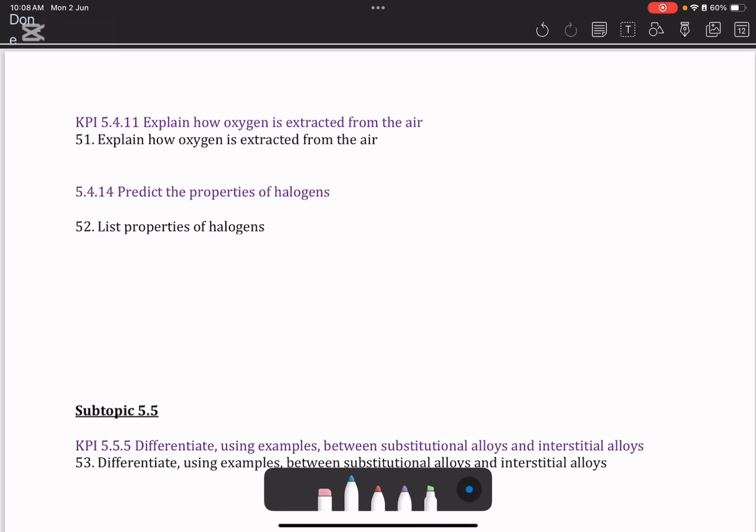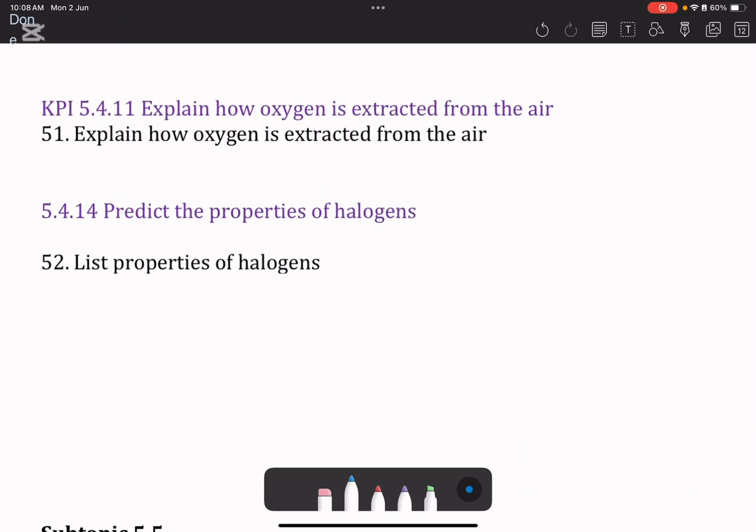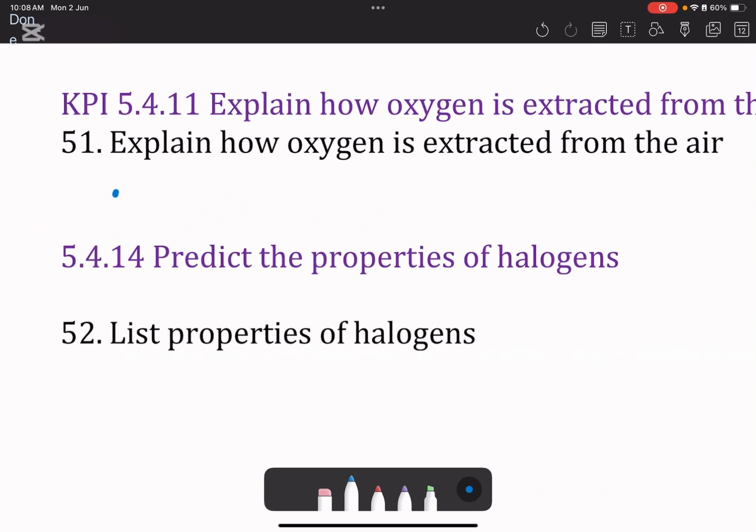Moving on, explain how oxygen is extracted from the air. How do we extract oxygen from the air? To separate the oxygen from the air, we use fractionation.